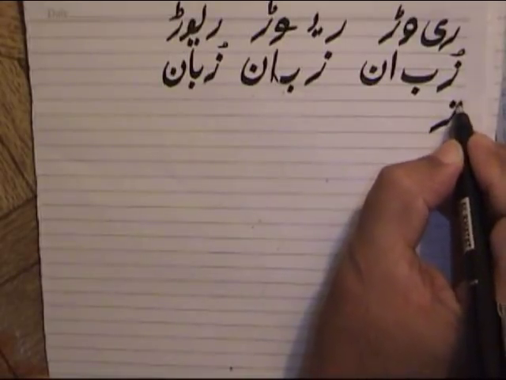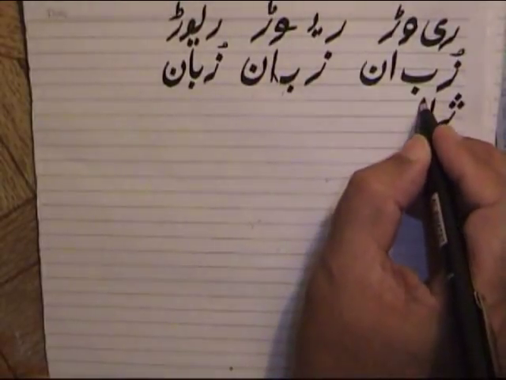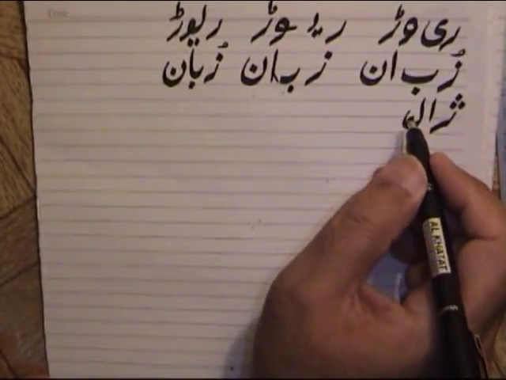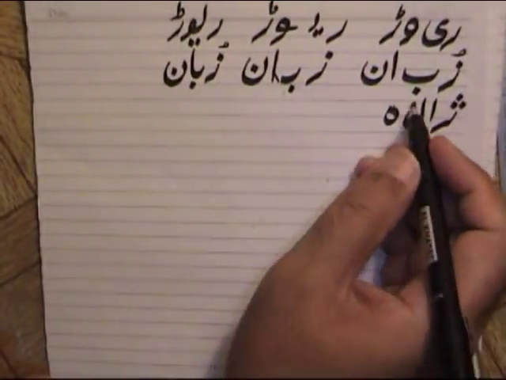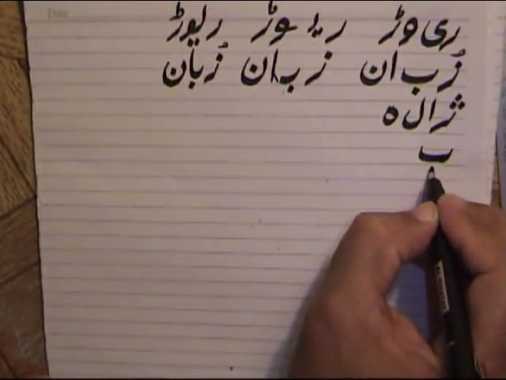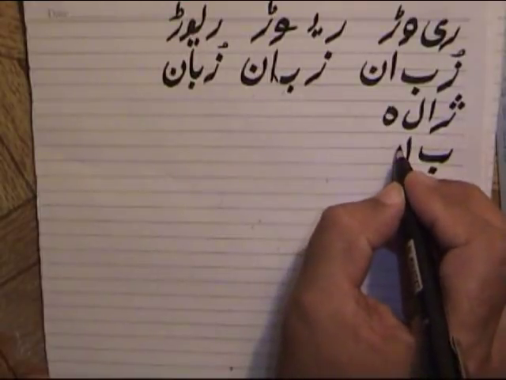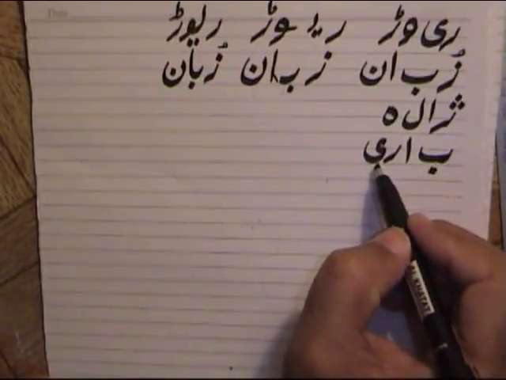Je, jalabari. Hailstorm. Jalabari. So we have je, which is non-connector. Alif is non-connector. Lam is a connector. And then he is a connector. Whereas in bari, we have be sound, which is connector. Alif is non-connector. Re is non-connector. And ye is non-connector. So, jala bari.